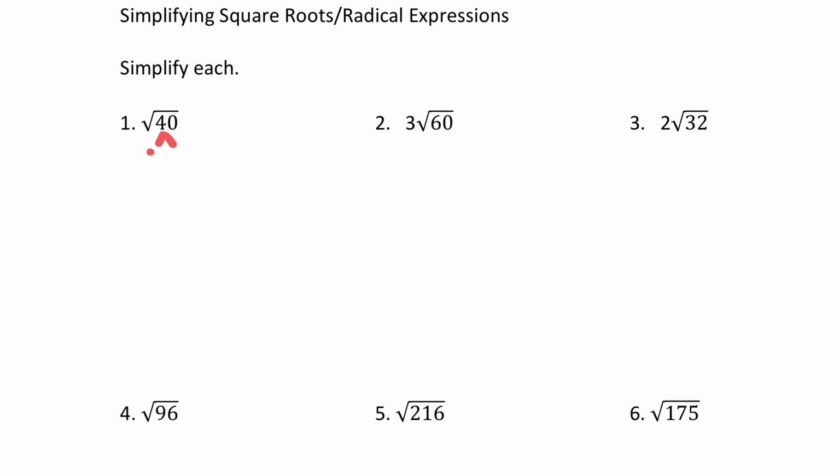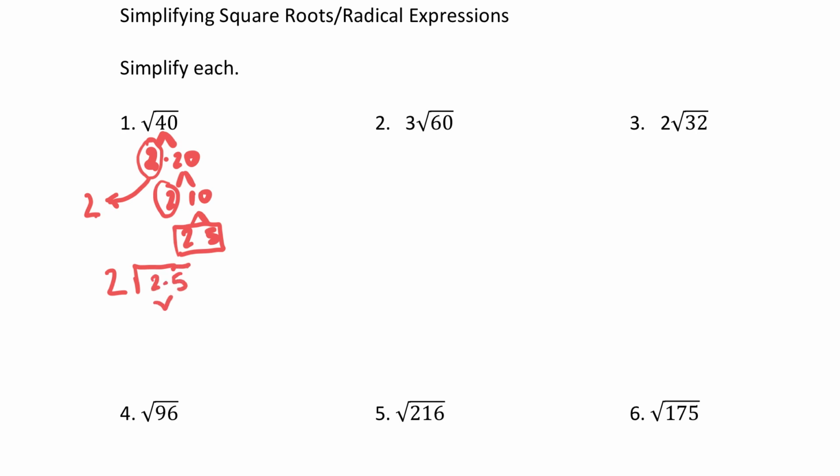So I could say that this is 2 times 20, and then break this down to be 2 times 10, and then 2 times 5. And now I find pairs, because it's a square root, so I find pairs of 2 to take out. So this is a pair of 2, so that can come out as a 2. These I don't have any pairs for, so they stay inside. So I have 2 on the outside, and on the inside I'll have this 2 and the 5 left over, which is 2 on the outside, and multiply those to get root 10 on the inside.